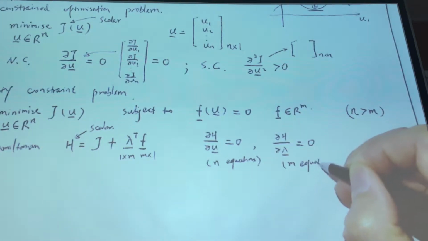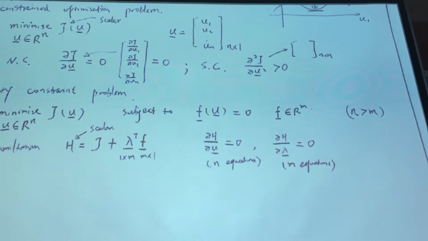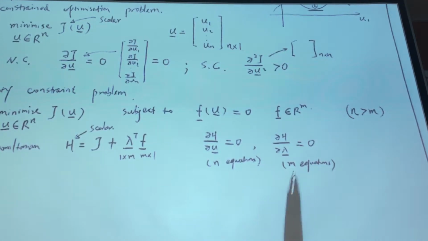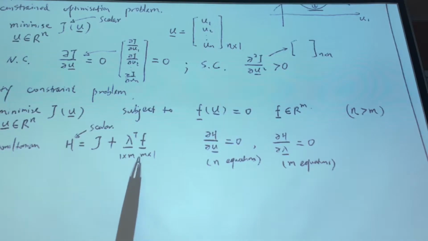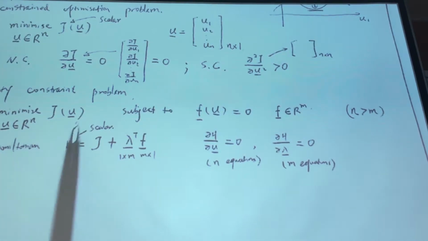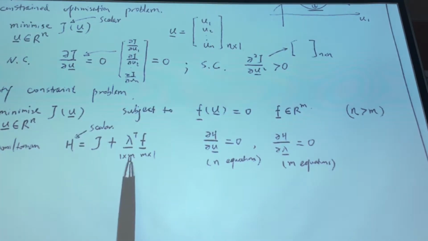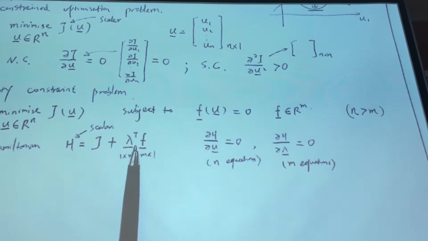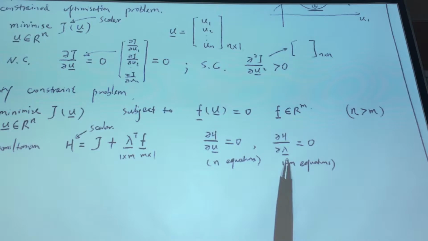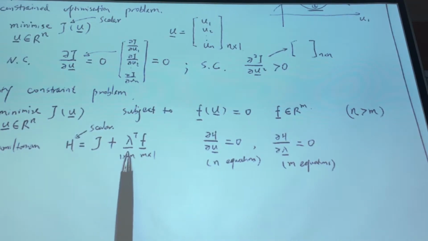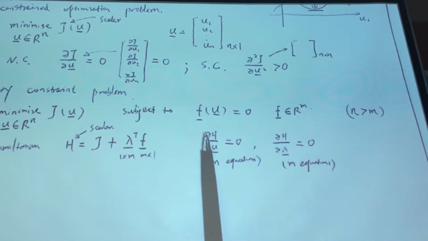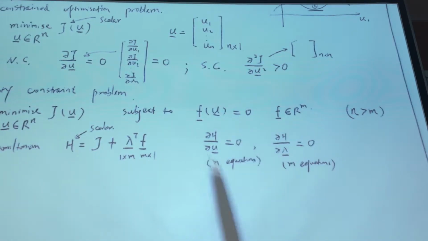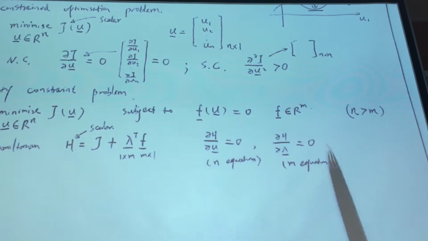So we have m equations here, and in total we get n plus m equations and n plus m unknowns: the n control inputs and the m Lagrange multipliers. With n plus m equations and n plus m unknowns, we can determine the control input uniquely by solving the set of algebraic equations.